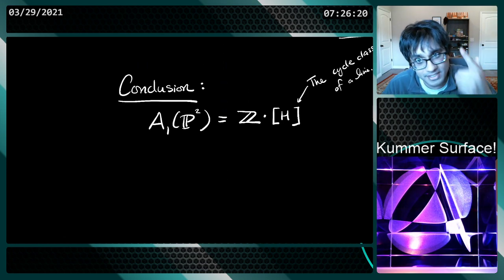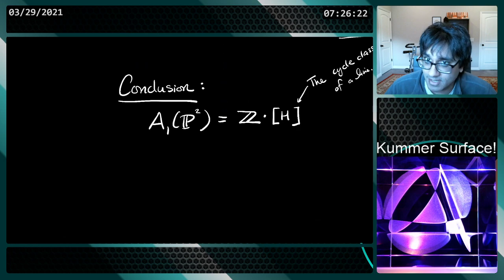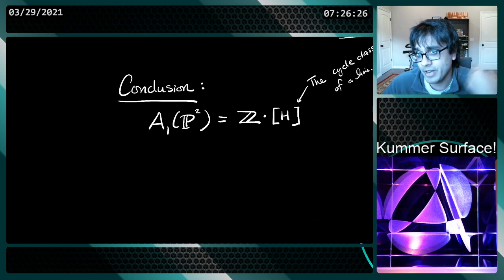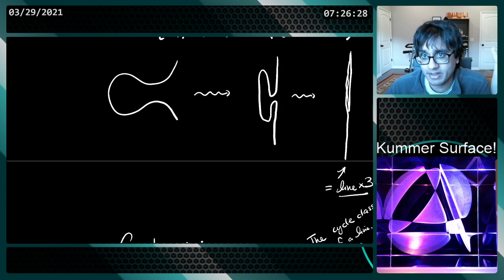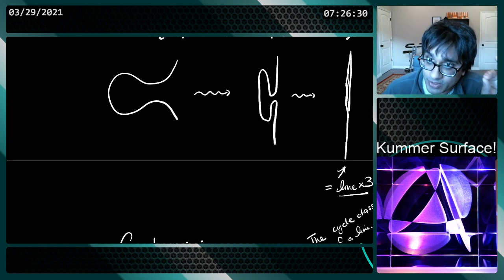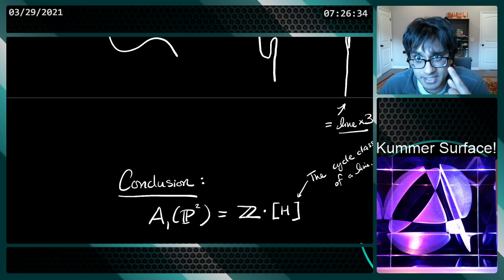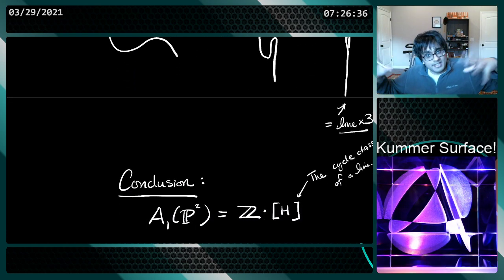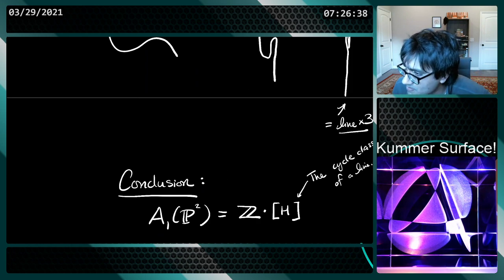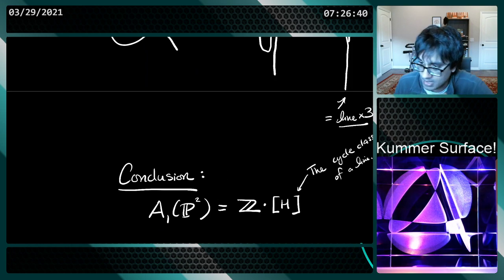Okay, you get this free abelian group. All you need is lines. Every other curve, this beautiful cubic, is linearly equivalent to 3 lines. 3 times a single line, or 3 separate lines, they're all linearly equivalent. Absolutely. The same exact argument will work in this case.